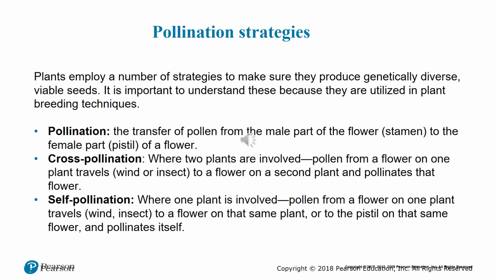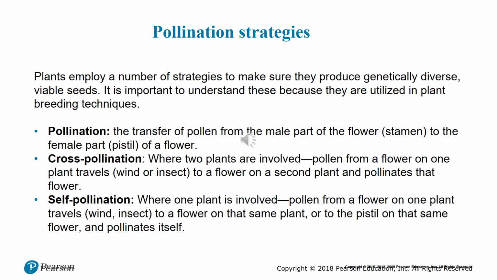Pollination is when pollen moves from the male part of the flower, the stamen, to the female part of the flower, the pistil. Then the pollen grain sits there on the top of the pistil, and it has to germinate and grow a little pollen tube all the way down into the ovary where it delivers the pollen sperm to the egg. So pollination is different than fertilization.